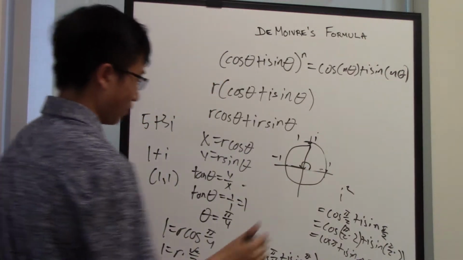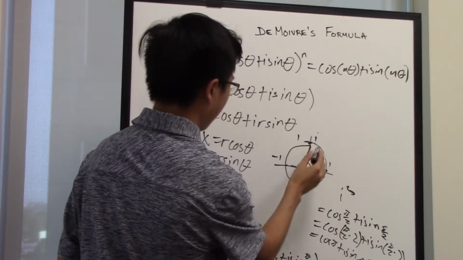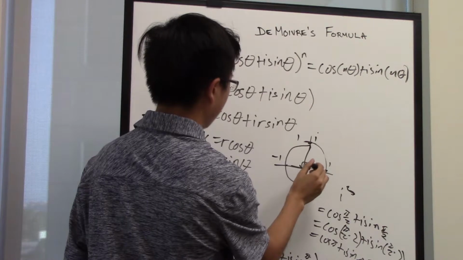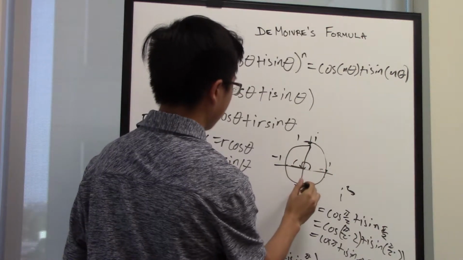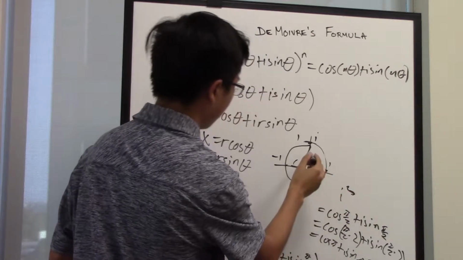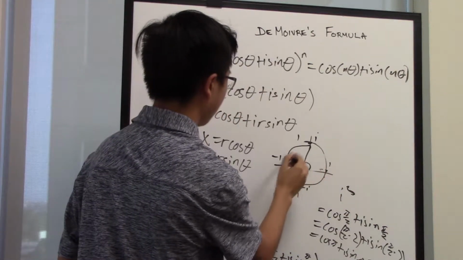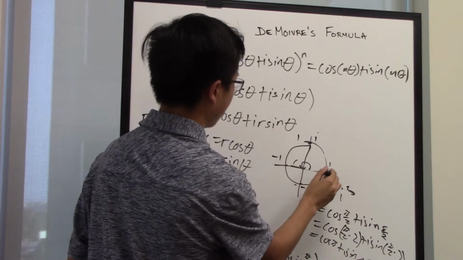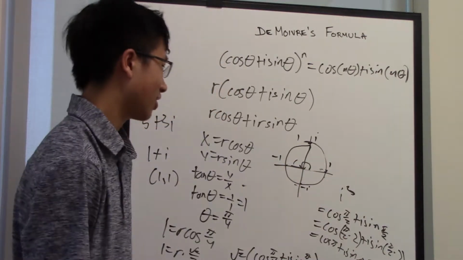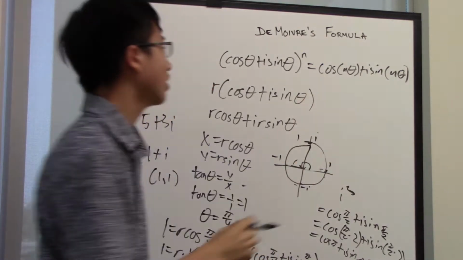And if we wanted to take i to the third power, we would just multiply the angle by 3. So it would be 1, 2, 3, to negative i. And if we want to take i to the power of 4, we would just multiply the angle by 4. So 1, 2, 3, 4, and we get back to 1. So this sort of explains the cyclical nature of the powers of i.